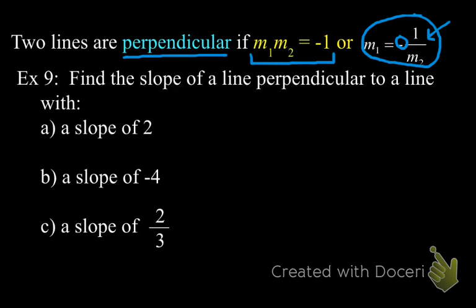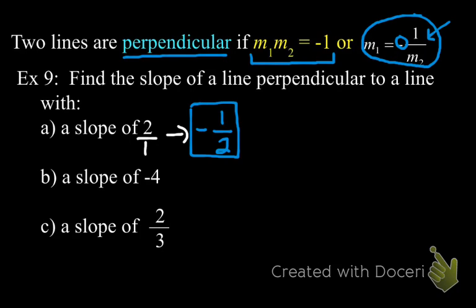So let's take a look at this example 9. It says, find the slope of a line perpendicular to the line with a slope of 2. So we want to think of 2 as 2 over 1. We want to think of it as a fraction. So what we're going to do is we're going to take the opposite. So since 2 is positive, our new slope will be negative. And then we want the reciprocal also. So instead of 2, we're going to flip those, and it'll be 1 over 2. So for that one, that is going to be our new slope of the line that's perpendicular to that one.